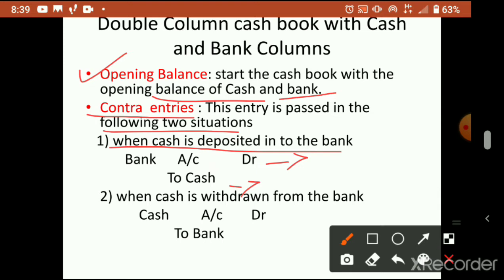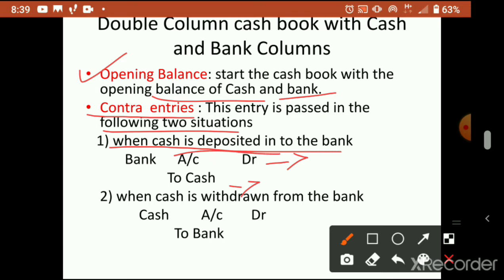Both these items are assets only. So bank is also an asset, cash is also an asset. But the bank asset increased, that's why it is debited. But the cash asset decreased, that is why it is credited according to the accounting rule. Okay, so this is for deposit of cash into the bank.